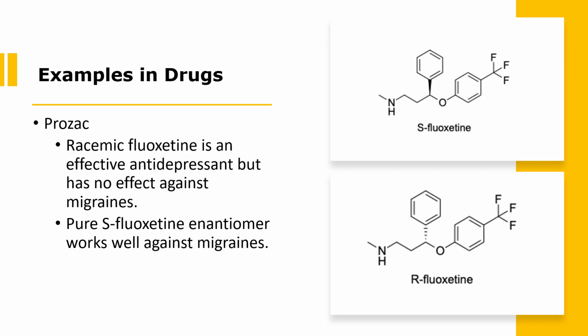Prozac is another example of a chiral drug. Prozac contains the molecule fluoxetine. The R enantiomer of fluoxetine is an effective antidepressant but has no effect against migraines. The S enantiomer of fluoxetine is effective at relieving migraines. As you can see, these two enantiomers have different medical effects.